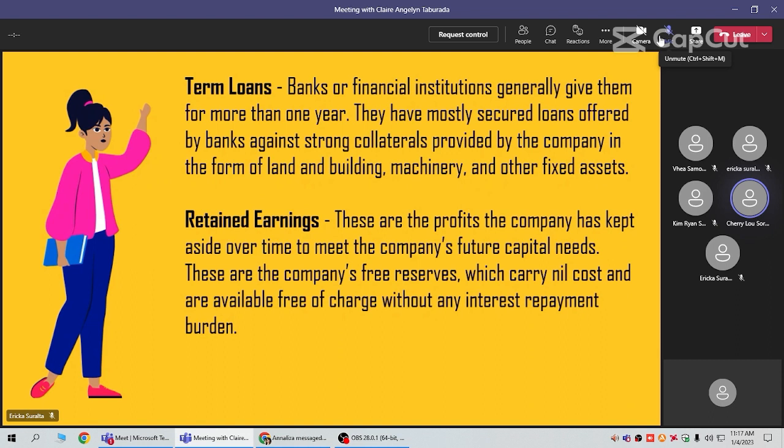So we already know the long-term and short-term. The last one is retained earnings. These are the profits the company has kept aside over time to meet the company's future capital needs. These are the company's free reserves, which carry no cost and are available free of charge without any interest repayment burden. So one can safely use it for business expansion and growth without taking on additional debt burden and diluting further equity in the business to an outside investor.